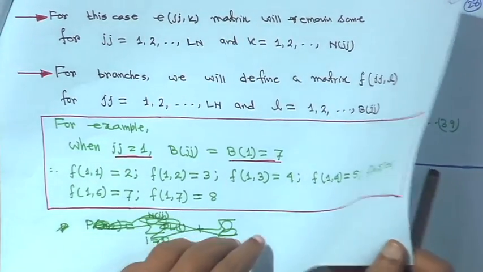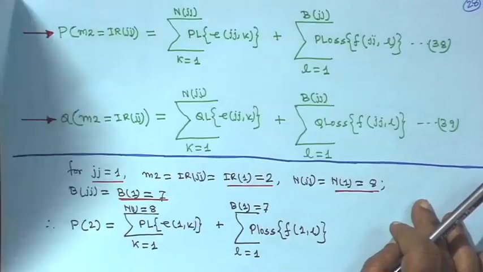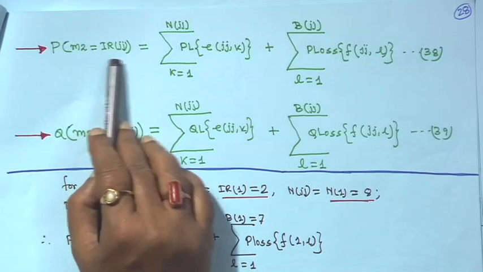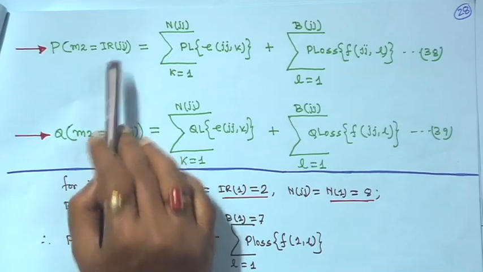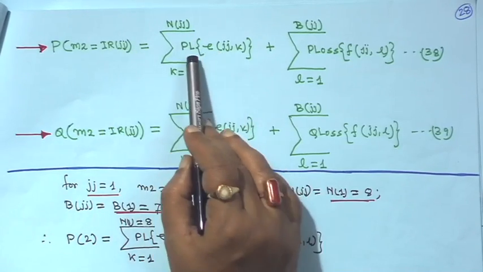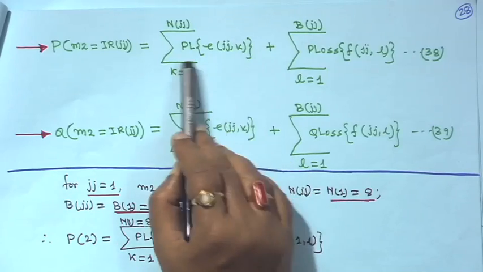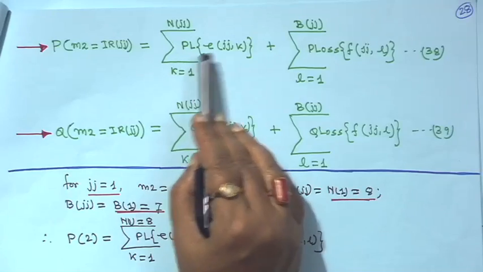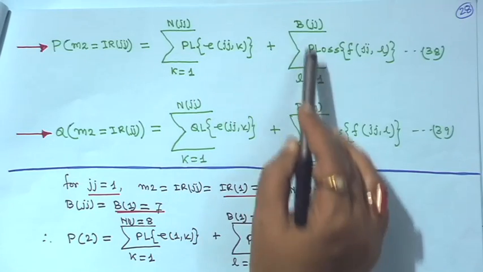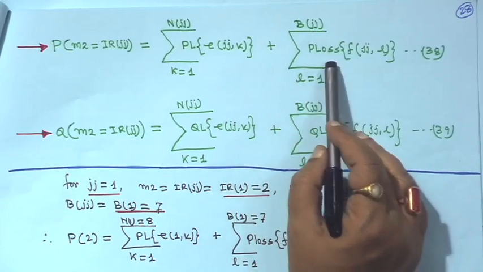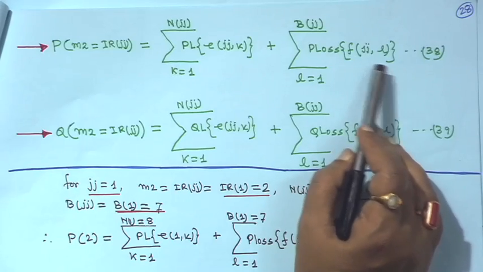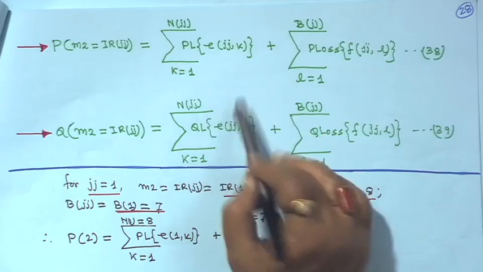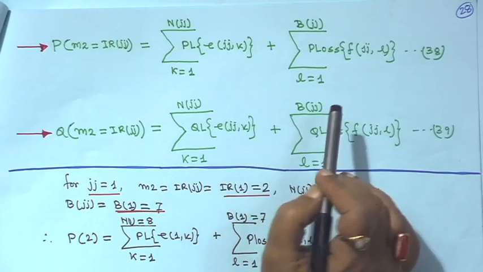So the F_2L matrix I will come to later. This PM2 is the total load fed through the receiving end node. So, M2 is equal to IR_JJ; this way you write, the sum over K equal to 1 to NJJ of PL times the E_JJK matrix. Earlier we were writing this for the first method. In this case, plus the sum over L equal to 1 to B_JJ, the number of branches, of Ploss times F_JJL. This is equation 38. This equation will be slightly changed; first you understand it, then this equation will be slightly different.